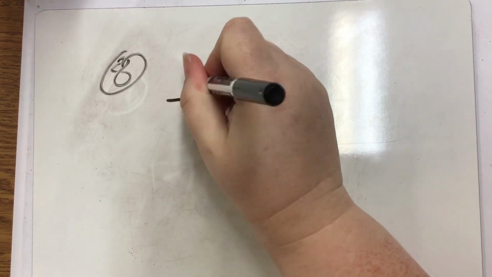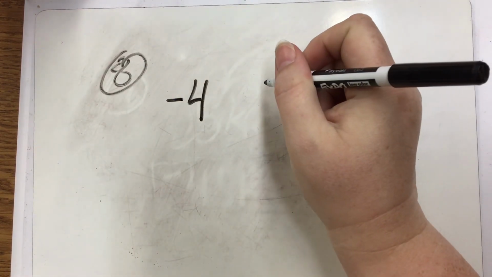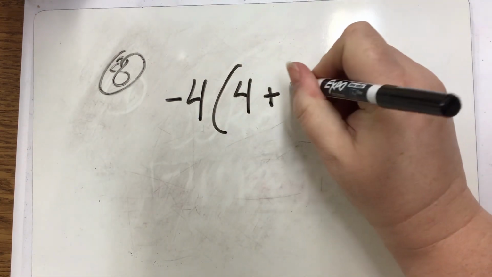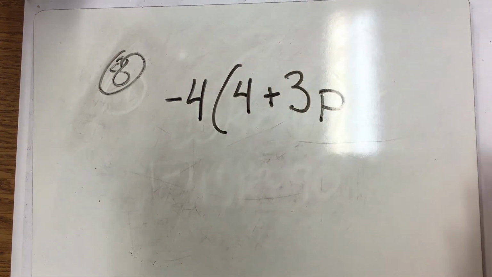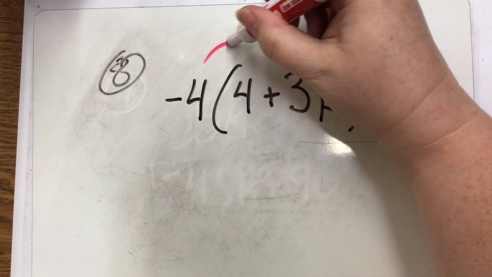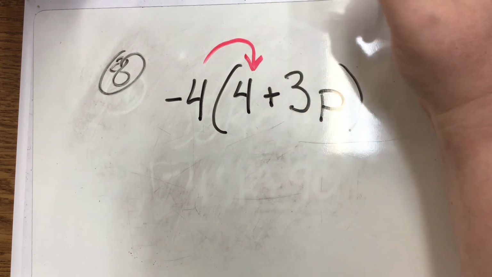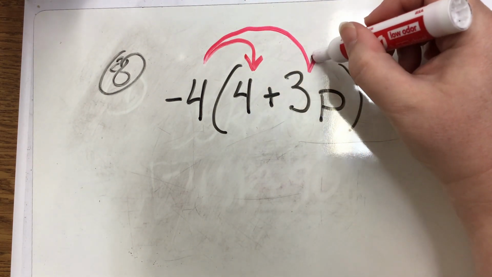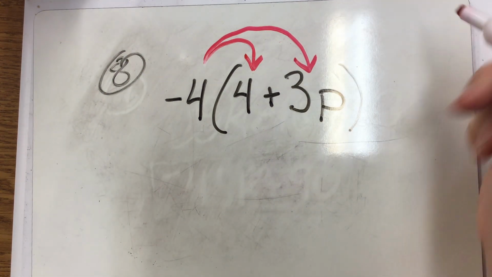Okay, number 8. We have -4 times 4 plus 3p. Okay, so now we need to multiply. Remember, today the answer is always multiplication. Negative 4 times 4. Negative 4 times 3p.